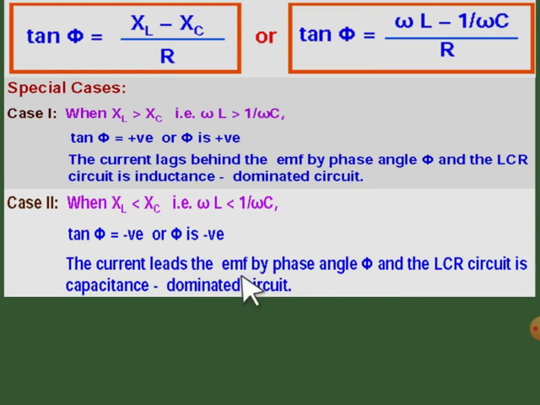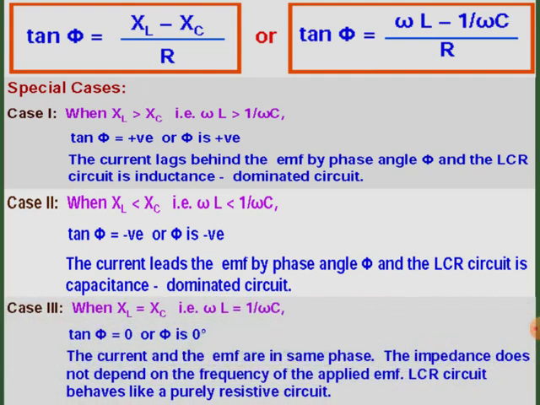In that case, the current leads the EMF by a phase angle phi, and the LCR circuit is said to be a capacitance dominated circuit. And the nature of the circuit will be capacitive. In this case, your current leads the EMF by an angle of phi. Got it?